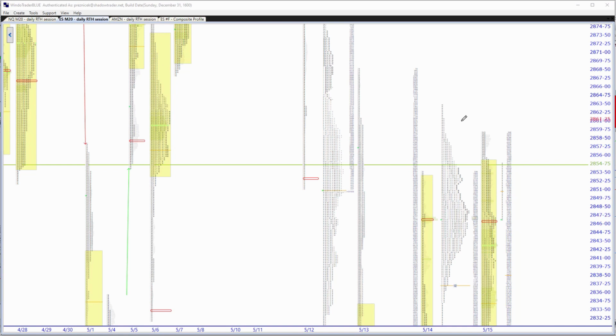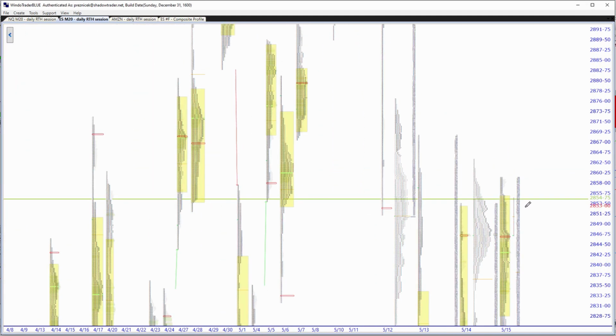Again, another poor high here, which needs repair. That's what causes the market to sell off a little bit into the close. You have the poor high. And again, does it get into the spike? No.